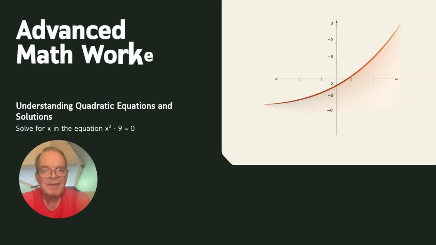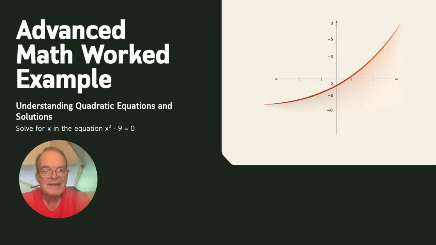Next is advanced math. This is where quadratics, exponents, and functions live. A common one looks like this. Solve x squared minus 9 equals 0. You add 9 to both sides to get x squared equals 9. Then take the square root of both sides and x equals 3, or negative 3.